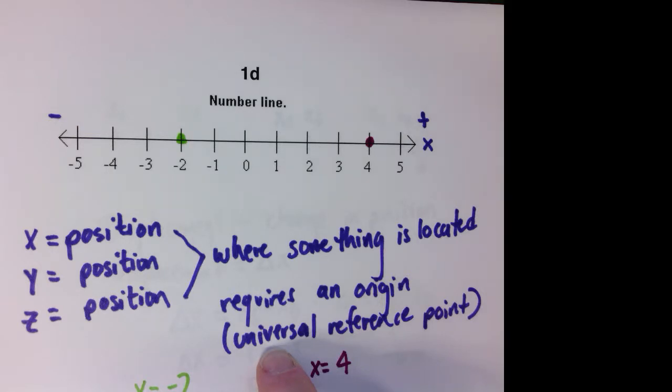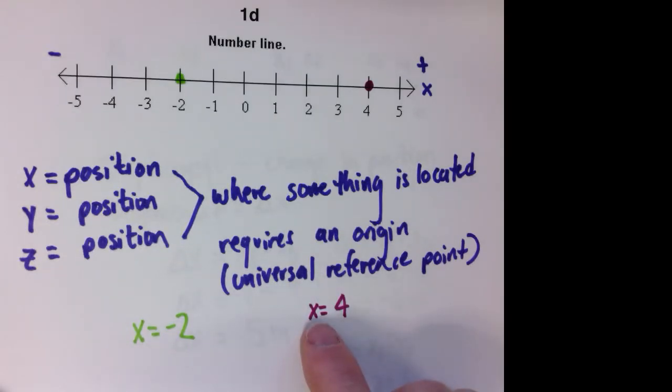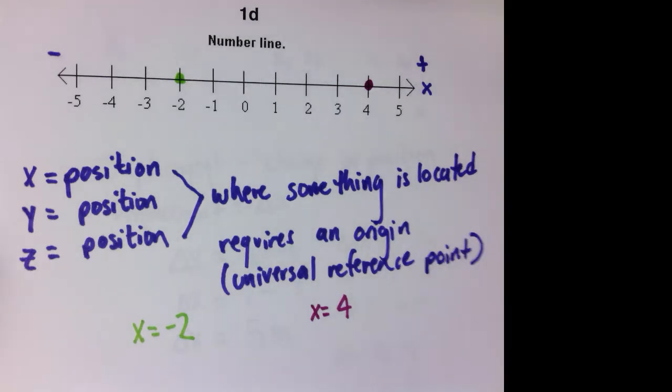On the number line, we can see 2 different objects, a purple one and a green one, each with a position. The position of the purple one is +4, and the position of the green one is -2. Notice we have a magnitude 4, a direction is positive. Here we have a magnitude 2, and the direction is negative.